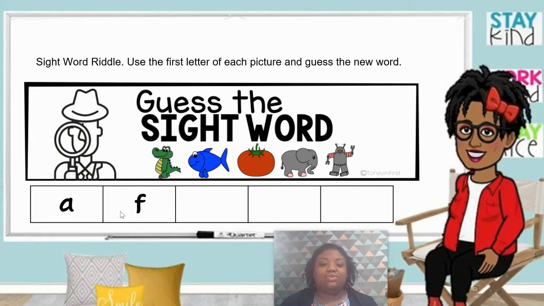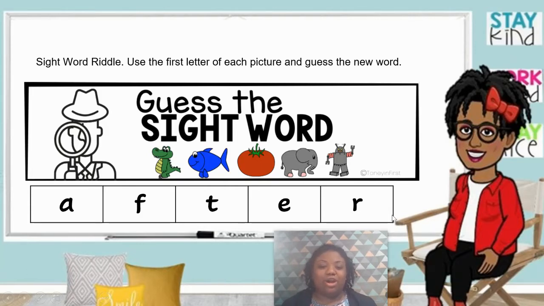Great. The next one is a tomato. Tomato starts with the letter T. Elephant. Elephant starts with the letter E. Can you guess the sight word yet? Not yet. You need the last letter. A robot. Robot starts with the letter R. So what is our sight word this week?